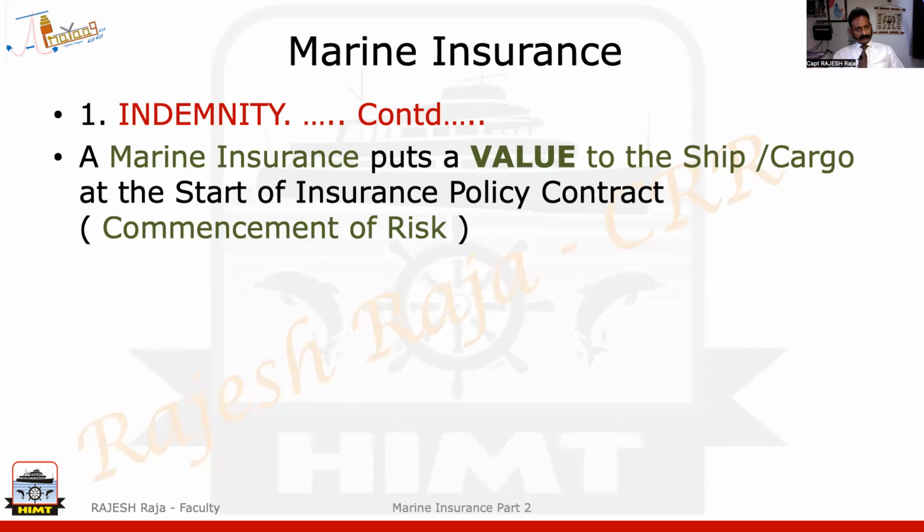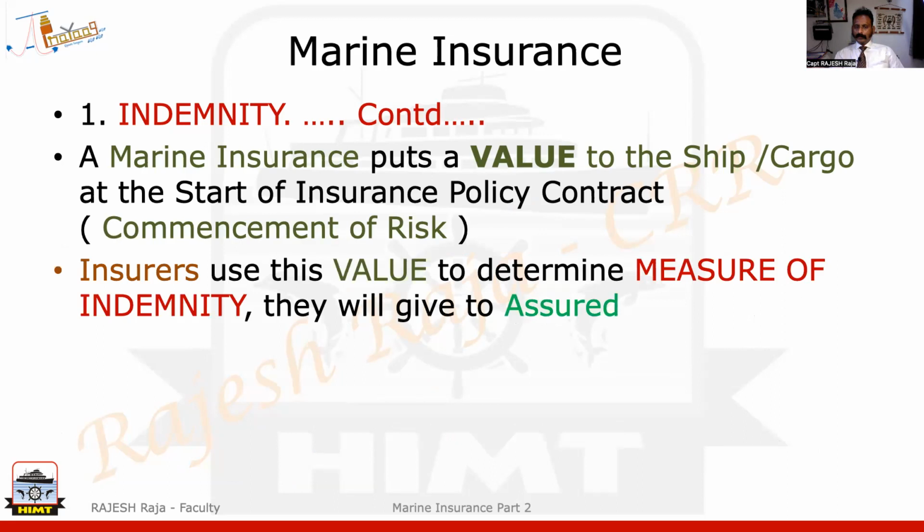As always, even for a vehicle or a ship, when you make the contract, that means at the commencement of the risk, a value is put on the ship and the cargo, whichever is being insured. The insurers will determine the measure of indemnity based on this value. Let us say your house costs you 50 lakhs. They will put a value on that at the beginning of the contract, and they will tell you, okay, I'm going to pay you 75% of this value. That is how it works. If you want 100%, then they will charge you more premium. It's as simple as that. It's all about money.